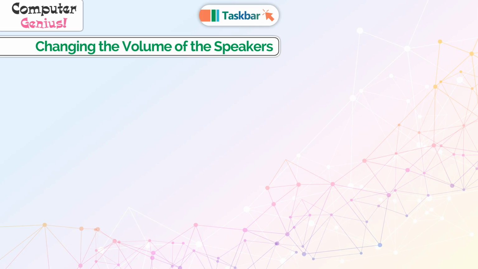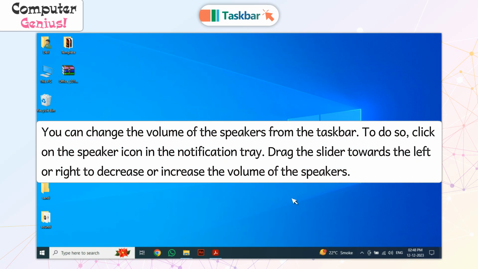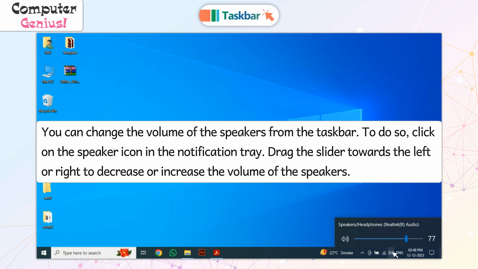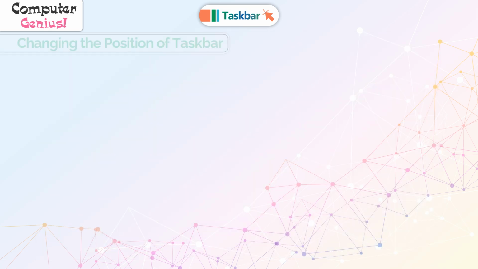Changing the volume of the speakers. You can change the volume of the speakers from the taskbar. To do so, click on the speaker icon in the notification tray. Drag the slider towards the left or right to decrease or increase the volume of the speakers.